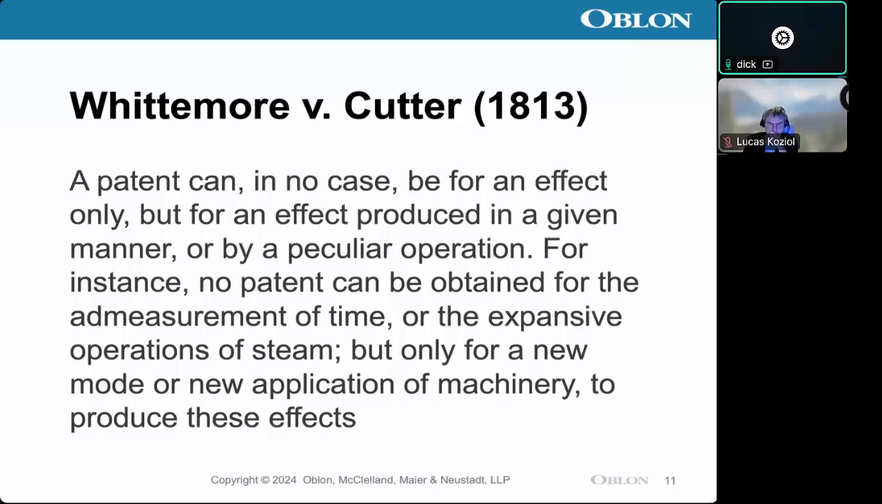Now, that's important because Justice Story was one of the longest-serving justices on the Supreme Court and wrote many patent cases in his career, decided many patent cases, both as a circuit court judge and as a Supreme Court justice. And in fact, he was the youngest and still remains the youngest justice to ever be appointed to the Supreme Court and was the longest-serving one.